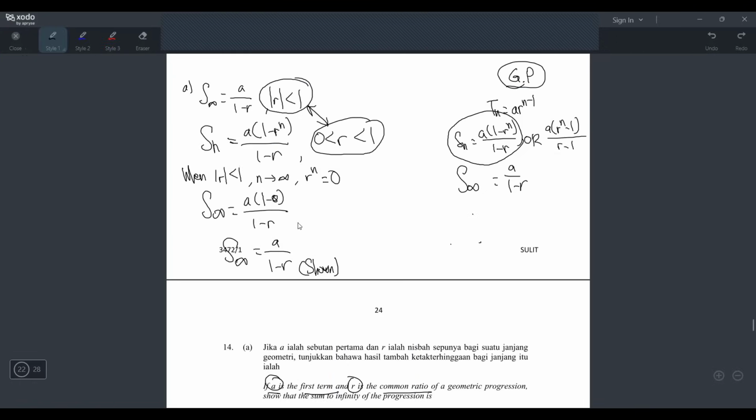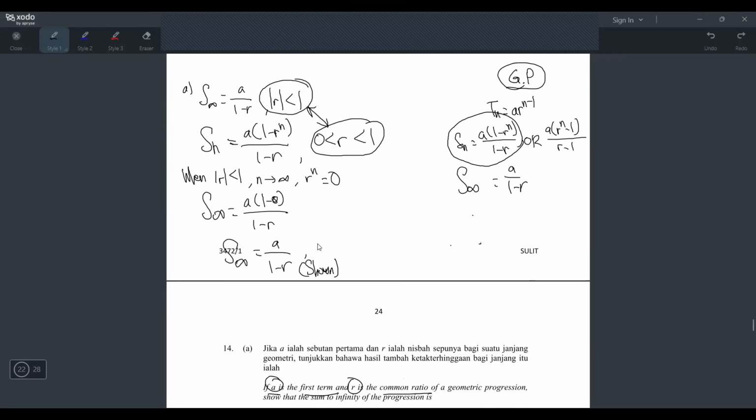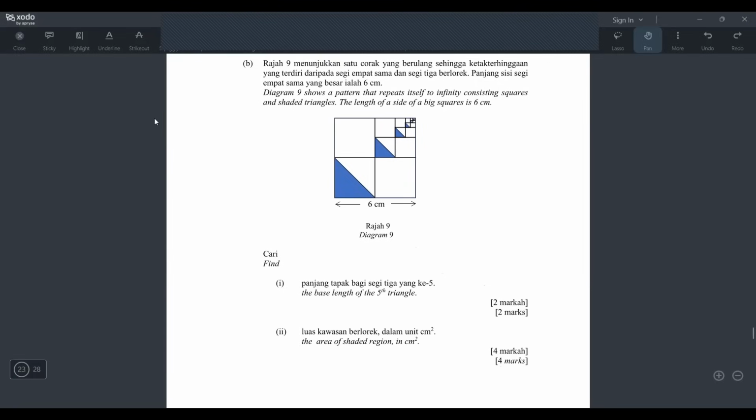And remember, when we write the S infinity formula, we always have to write this beside it: modulus R has to be smaller than 1. Modulus R smaller than 1 means R has to be between 0 and 1. That means R must be positive, but at the same time smaller than 1, so in between. Hope you understand my explanation for A. Now we can do B.